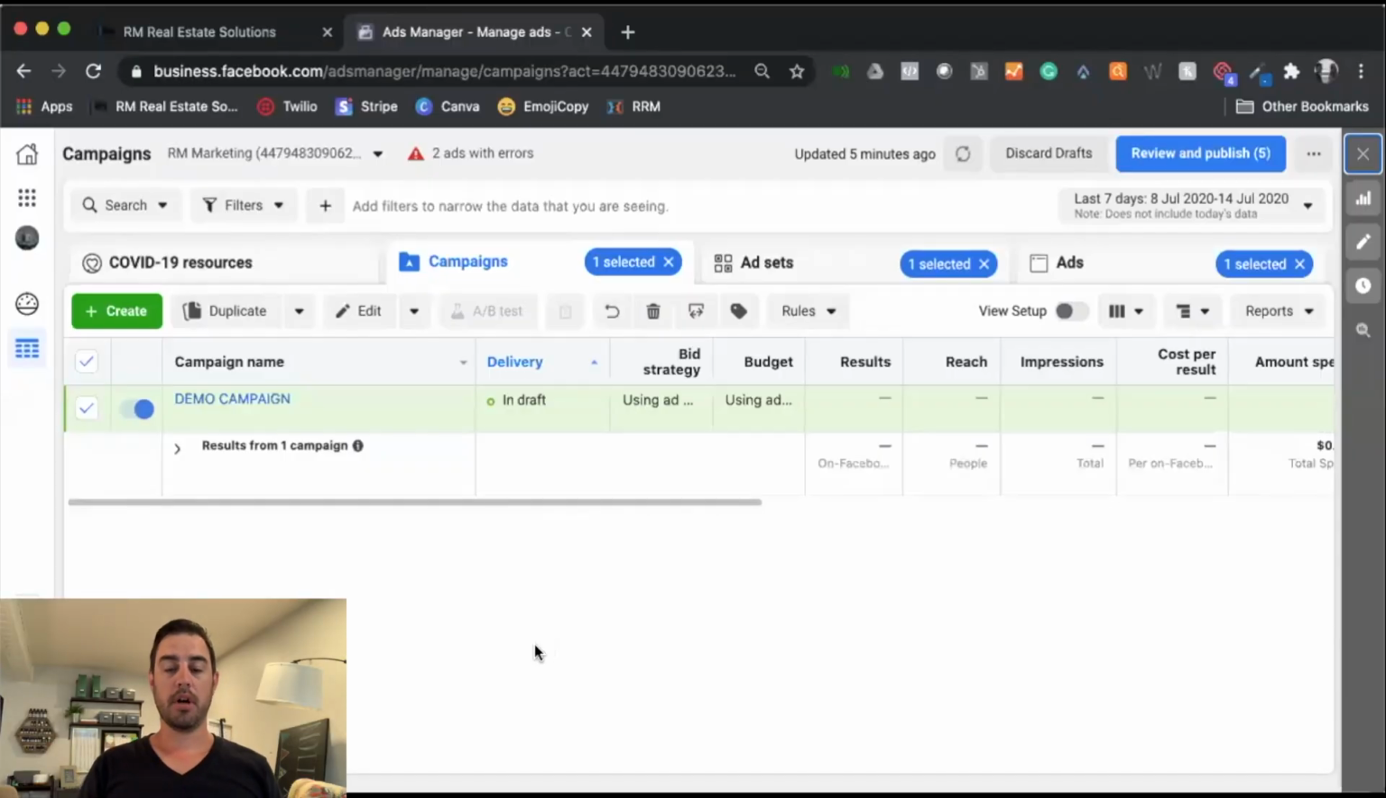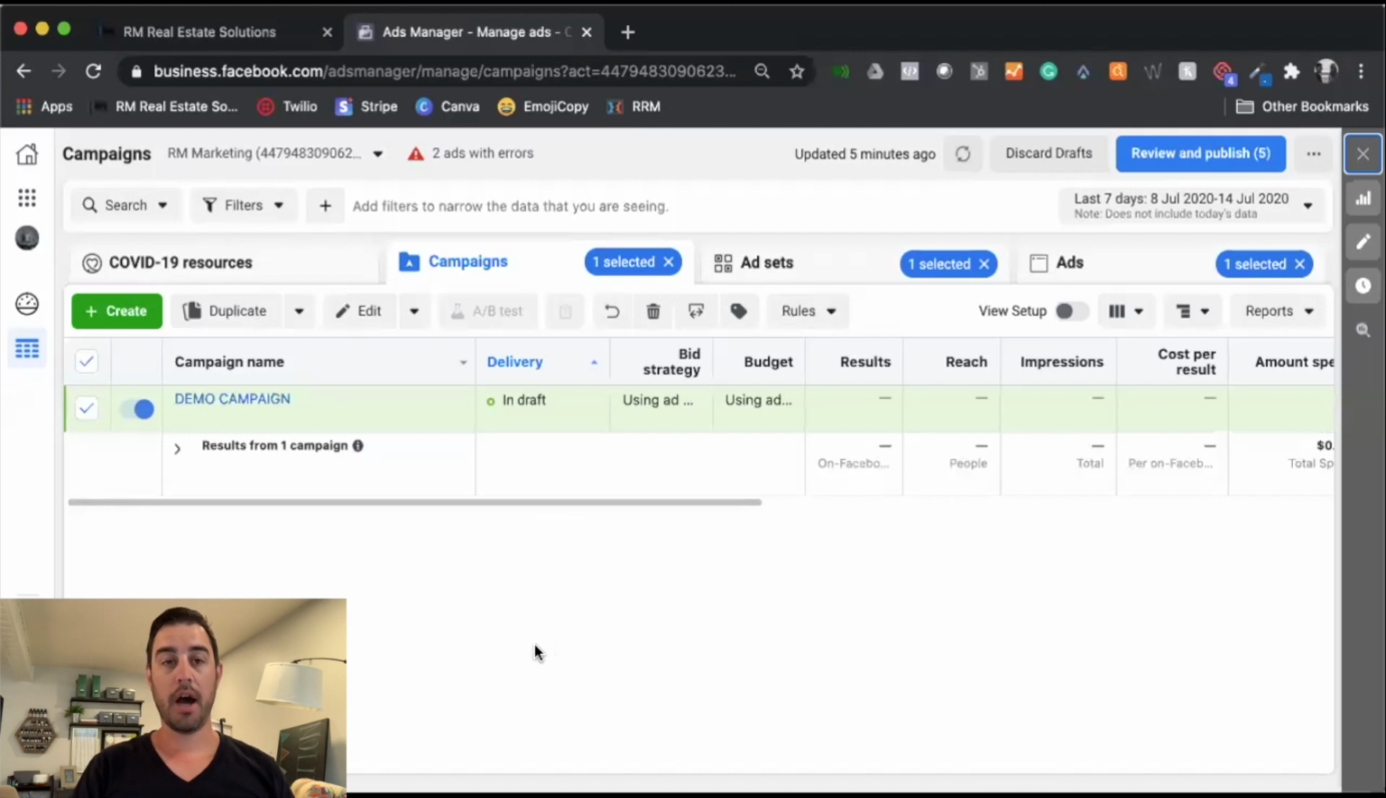Today I just wanted to jump into my computer real quick and show you some do's and don'ts of targeting on Facebook for your real estate ads. So I'm just gonna share my screen down here. We're just gonna jump into this. So I've set up a quick demo campaign that we can go over together.